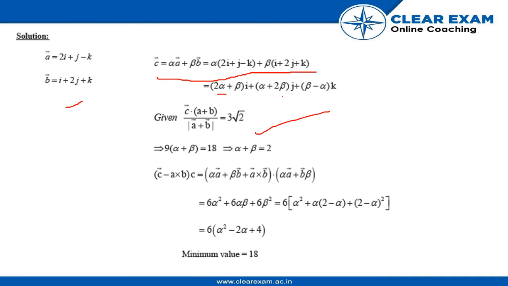So we'll just try to simplify it a bit, which means 9 times (alpha plus beta) we were given as 18, so alpha plus beta comes out to be 2. And we had to find (C minus A cross B) dot C, which can be written after simplification as 6 alpha square minus 2 alpha plus 4. And so the minimum value of this will be 18, as we calculated alpha plus beta is 2.